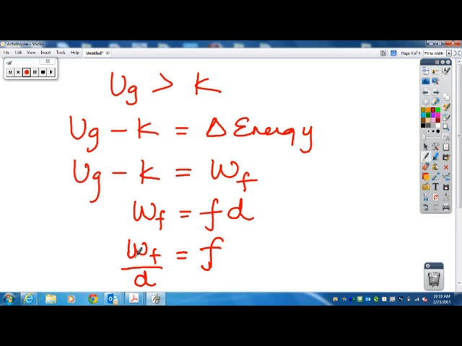So the d should be in meters. The work done by friction is in joules. So when you divide the joules by the meters, you're going to come out for the force of friction to be in newtons. So now that you know the force of friction, I want you to find the coefficient of friction, and that's not very difficult to do because you know how to calculate the coefficient of friction. I'll show it to you on the next slide.